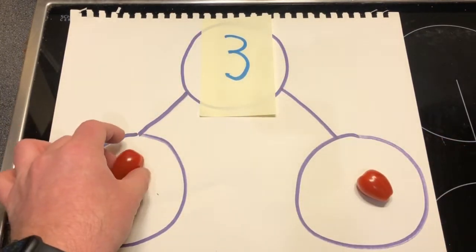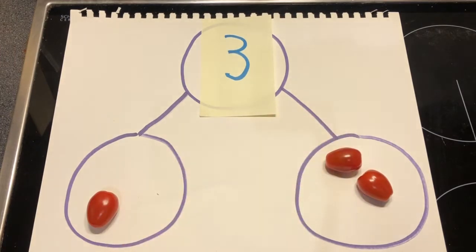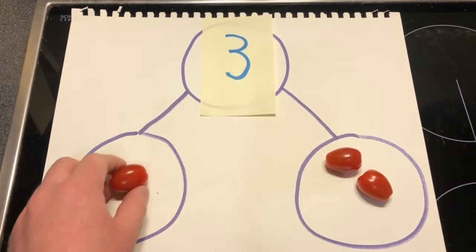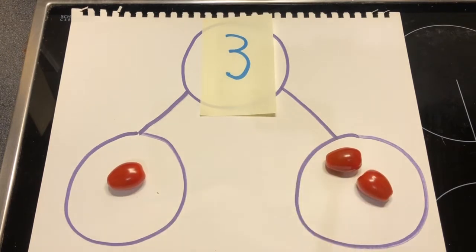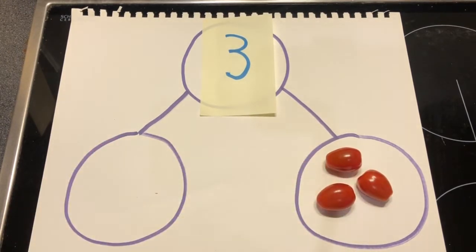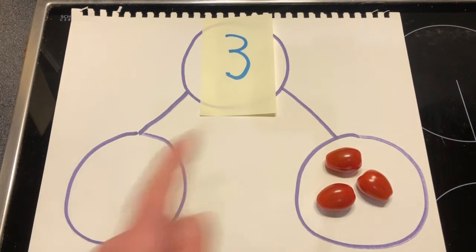Now, I've got 2 in this part and 1 in the other part. If I move this tomato to the other side, is it still the same? Is it still equal to the whole, which is 3? Yes, it is, because I've not added any more tomatoes and I've not taken any away. There's 1 in this part and 2 in this part. 1 add 2 equals 3. Look, 1, 2, 3.